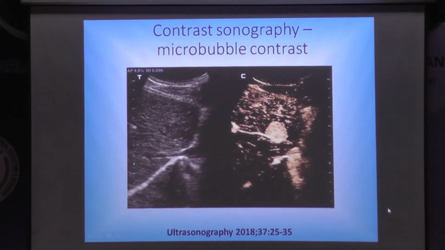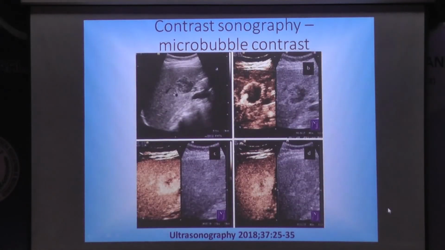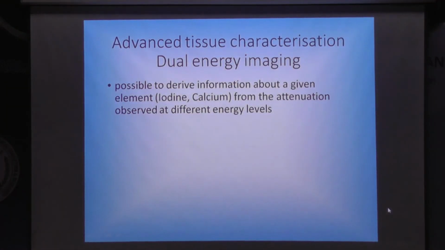Now if the person has altered kidney function, then you cannot use iodine-based contrast. For that we have an alternative. You can use microbubble contrast. This has a gas core of sulfur hexafluoride covered by a lipid monolayer, and it can be injected IV, and the tracking of contrast can be done by ultrasound. This is called contrast sonography.